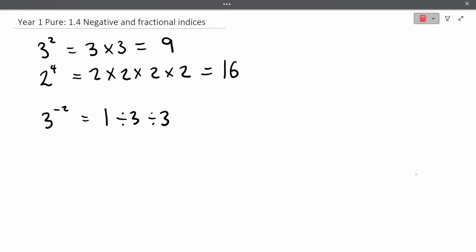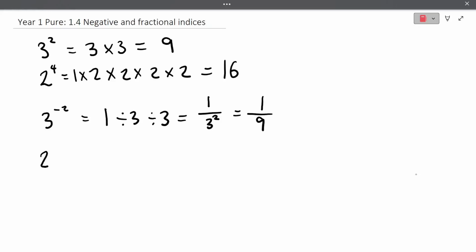Now, a bit like here, if I put the equal sign, I could put 1 times that. That's the same thing. But with negative powers, we normally don't write 1 divided by 3 divided by 3, because that's a bit weird. We rewrite it as a fraction. So it's like 1 over 3 squared, which is 1 over 9.